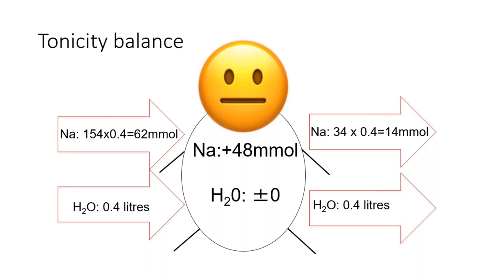So in this situation, you have an imbalance in your tonicity levels. You have the same amount of water being excreted as what's being given, so that's in equilibrium, but we have an excess of sodium. We cannot excrete any more sodium with that amount of salt load being given. And that's why this patient became hypernatremic.